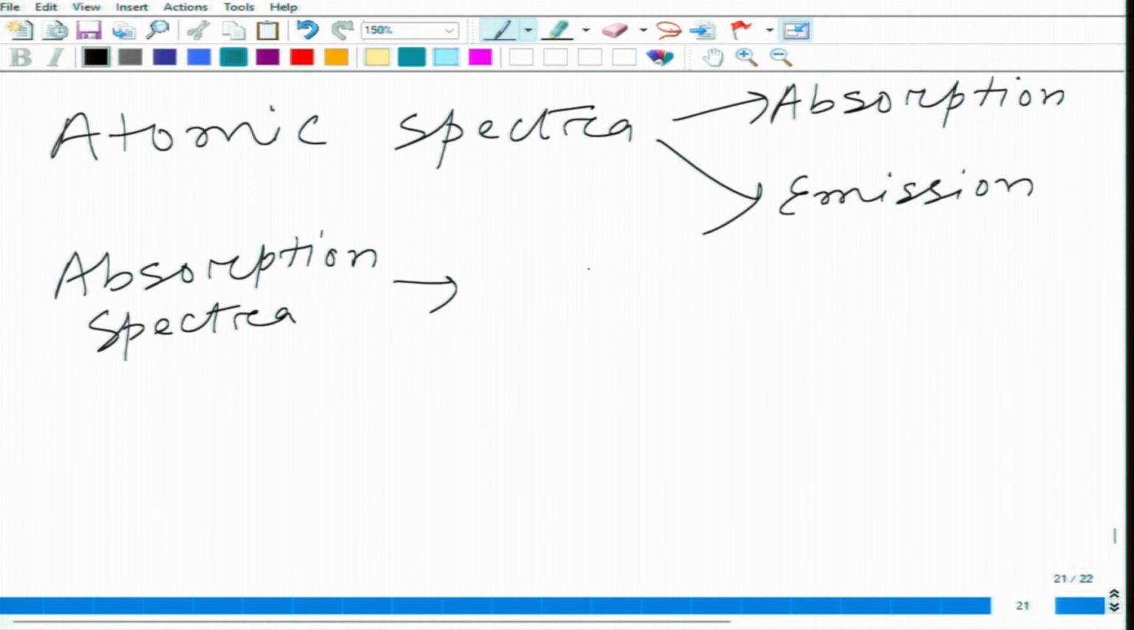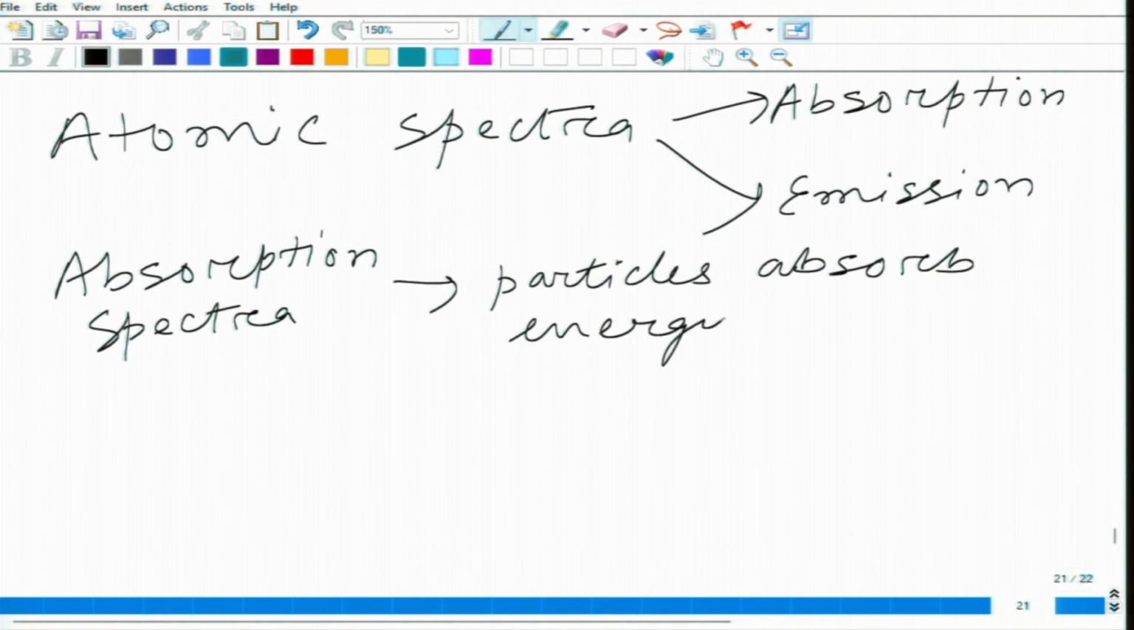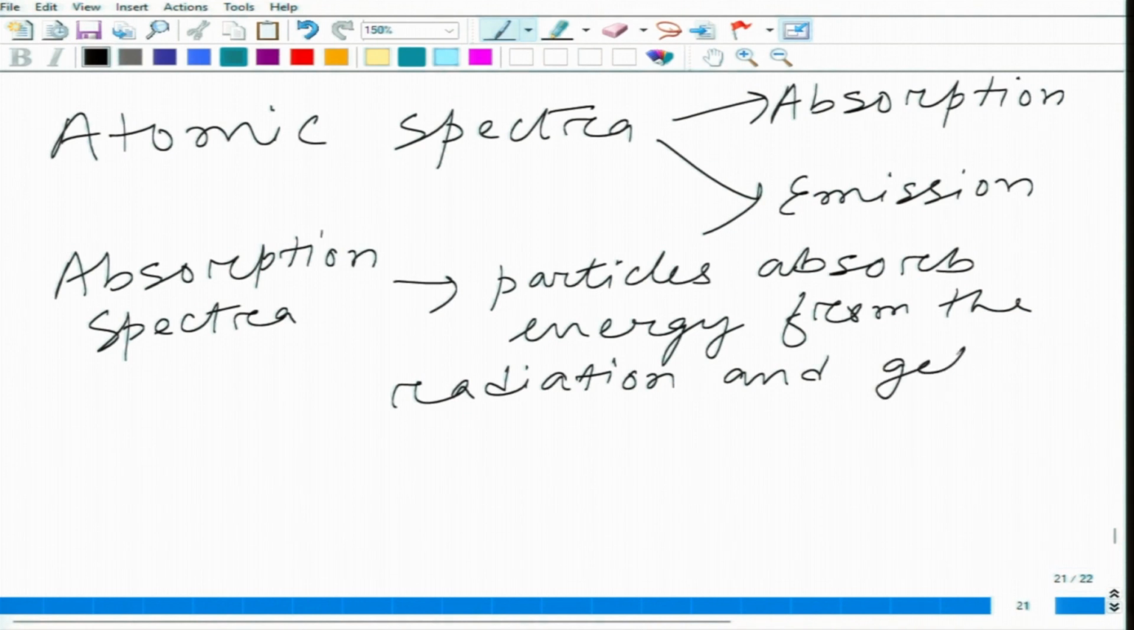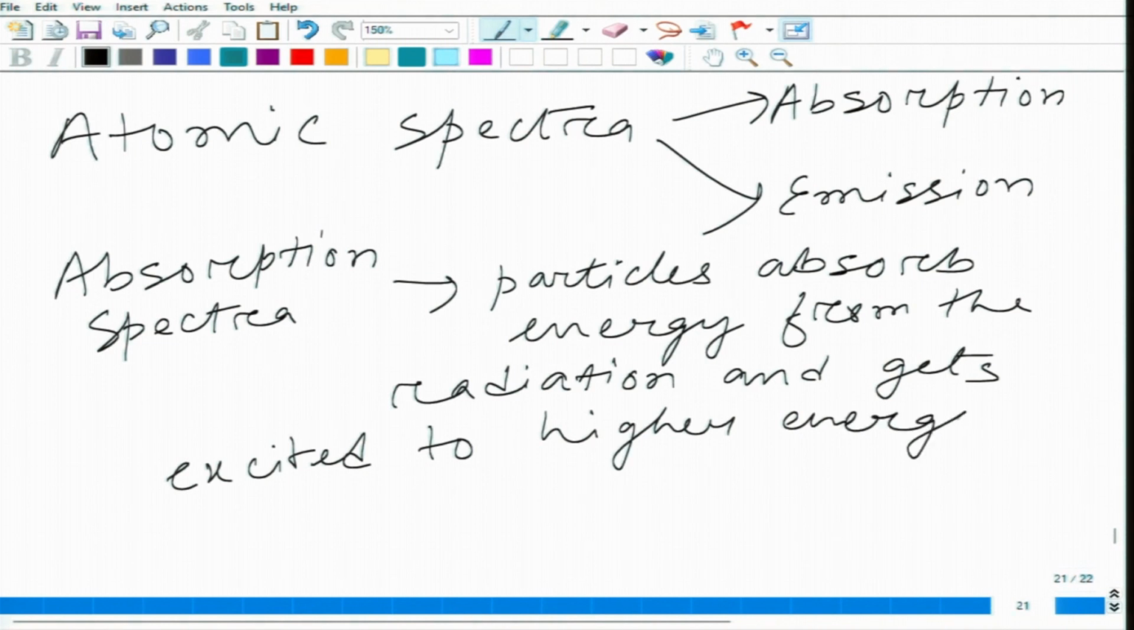When light is incident on some matter, for example atoms or electrons, particles absorb energy from the radiation and get excited to higher energy levels. When the particles absorb energy, the spectra that is obtained from this phenomenon is known as absorption spectra.